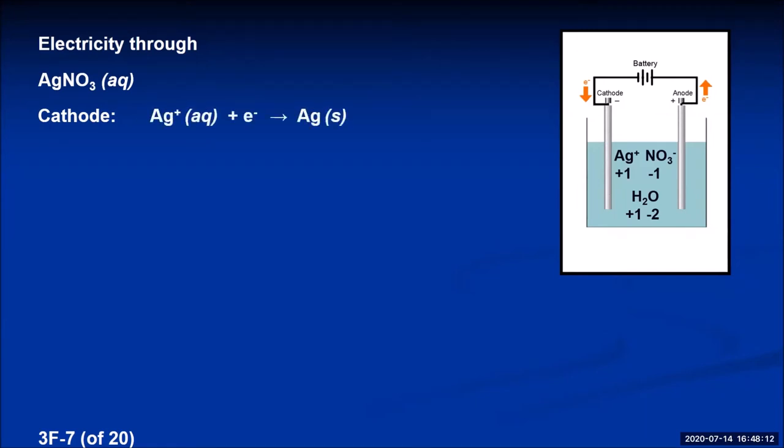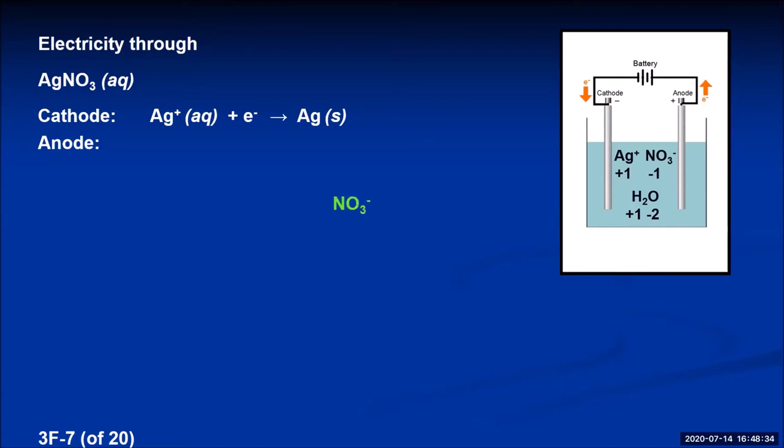And then to balance the charge, you would need one electron on the reactant side to make the charge equal on the left and the right. Now, for the anode, what's going to wind up being oxidized? Well, the nitrate has a charge of -1, but what gets oxidized are individual elements, not a polyatomic ion. So we have to look a little bit more closely at the nitrate ion itself.